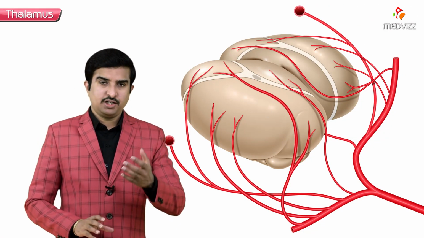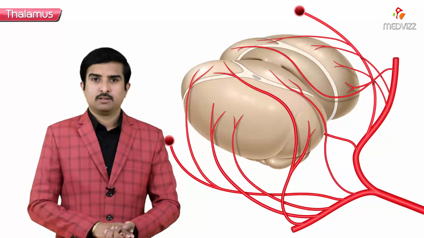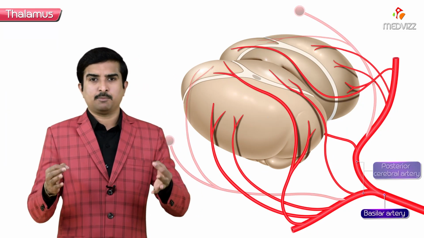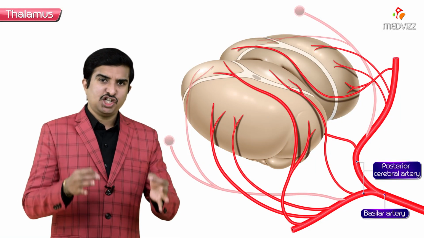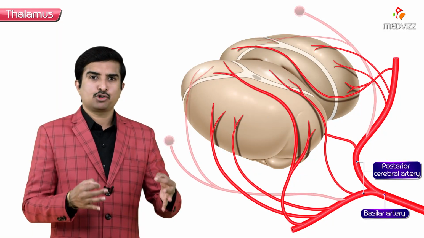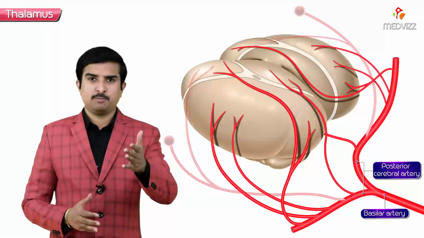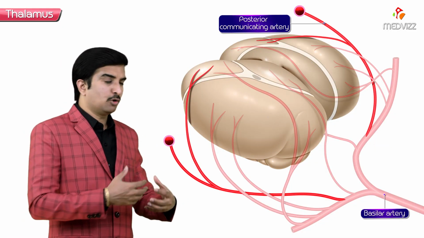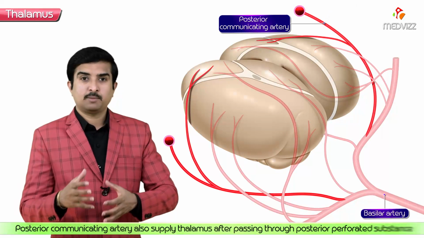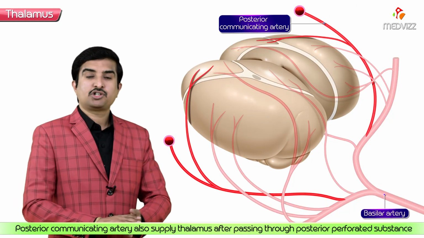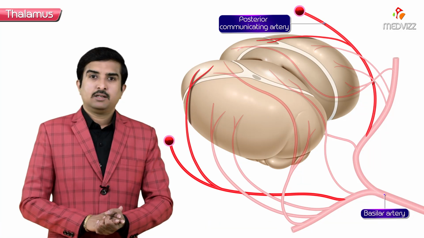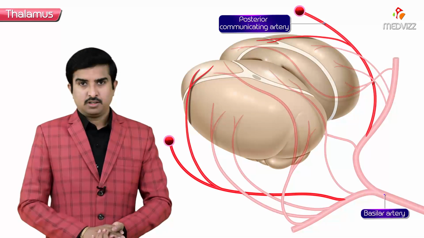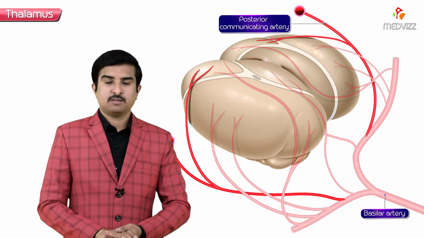Now, the arterial supply of the thalamus. The primary blood supply of the thalamus is mainly from the posterior cerebral artery. It is the chief artery which supplies the major portion of the thalamus. There are other contributing branches from the posterior communicating artery, which also supplies the thalamus after passing through the posterior perforated substance. So this is what we need to know about the arterial system of the thalamus. By this we have completed the detailed gross anatomy of the thalamus.